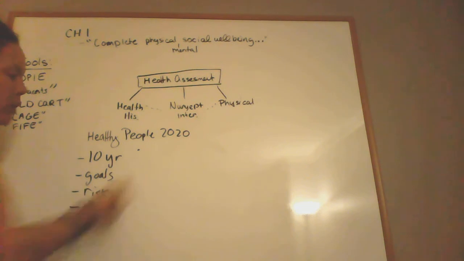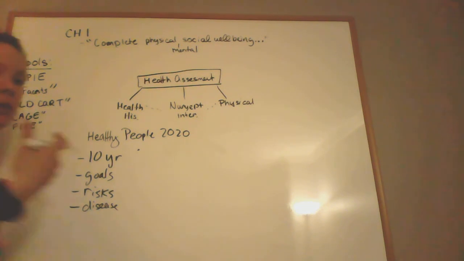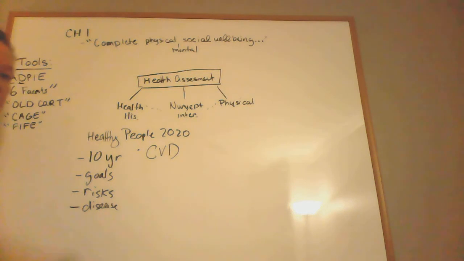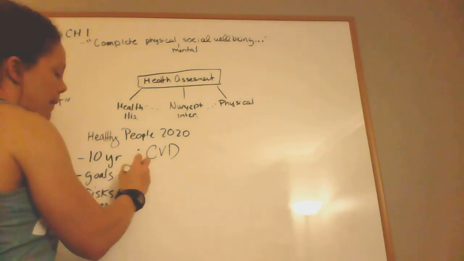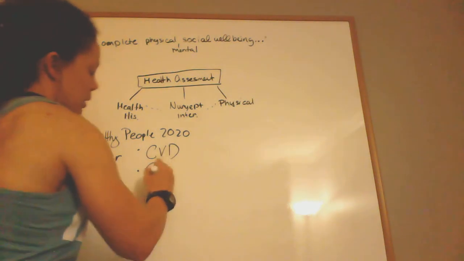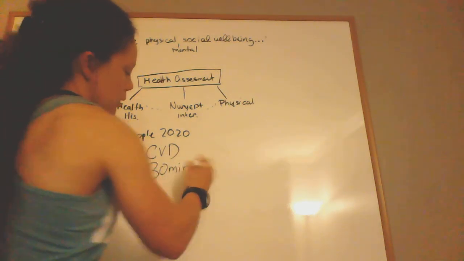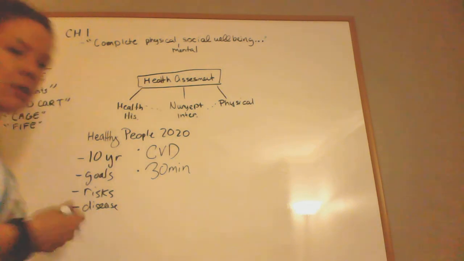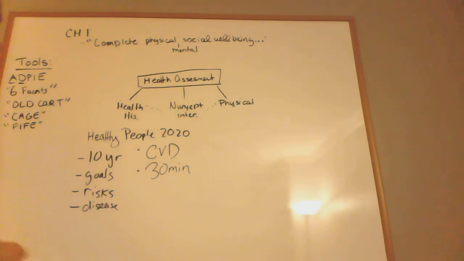And then diseases of importance. Maybe they've seen an increase in cardiovascular disease, so they want to really watch out for that. Goals might be health promotion, like getting everybody doing 30 minutes of exercise most days of the week. That's Healthy People 2020. Of course, it's going to change; in the next 10 years there'll be another one, and they'll reassess as they go through.